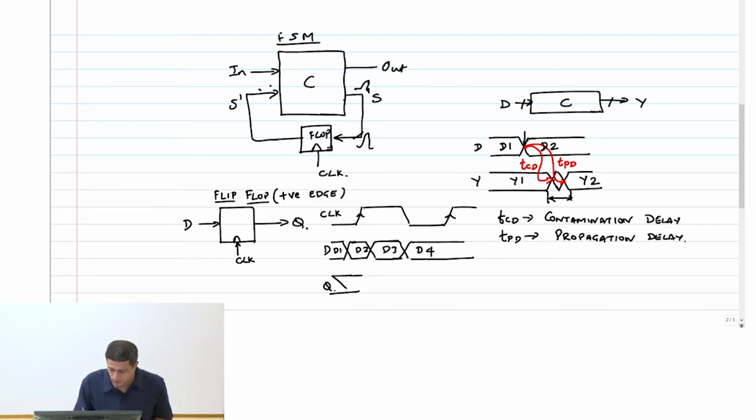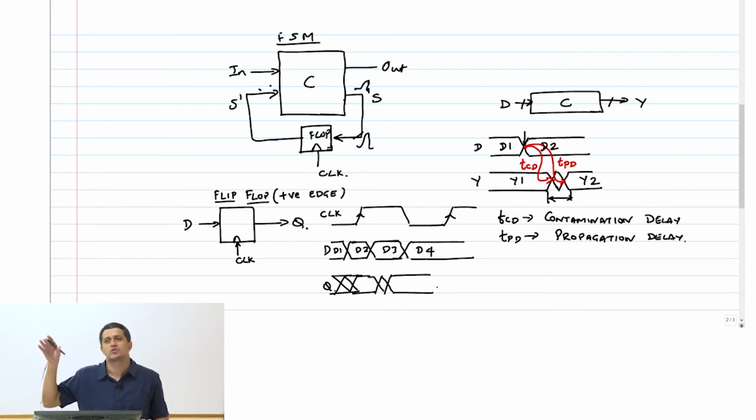I do not know what this output is before because I do not know what the previous state was. That's what this arrow mark here means. Okay. So now at the positive edge, the data that it is going to sample is which one? D2, right? So now again the output can start switching a little early and it can settle finally to some other value.